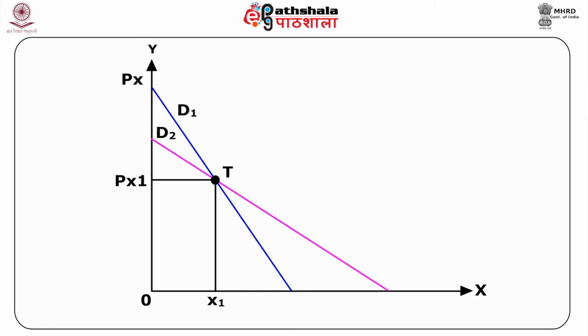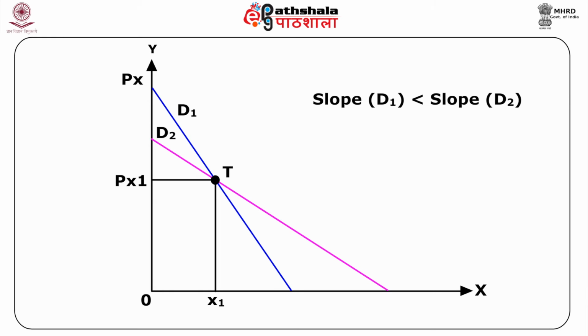According to the elasticity formula given above, for the demand curve D1, price elasticity is slope of D1 multiplied by Px1 divided by x1, and for the demand curve D2, price elasticity is slope of D2 multiplied by Px1 divided by x1.